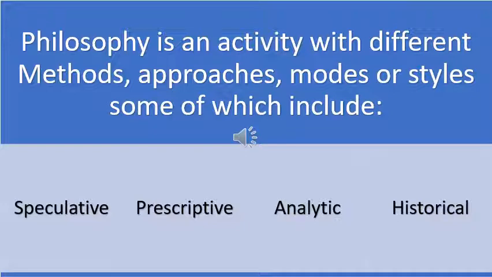Then number four, we have the historical method of doing philosophy. Now, when they say historical, from the word history, what comes to your mind? What will be your judgment in terms of saying this is historical? Does it make any meaning to you? Can you think of something that may come to your mind as far as this method of doing philosophy is concerned, or you are just hearing it for the first time? Please, can we make some reflection for 5 seconds?